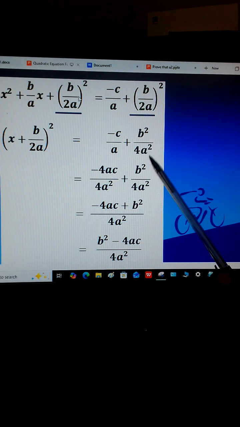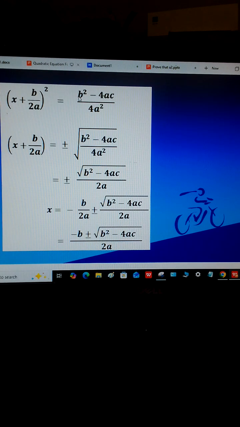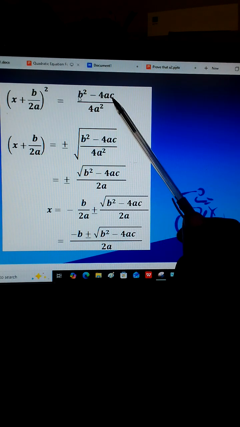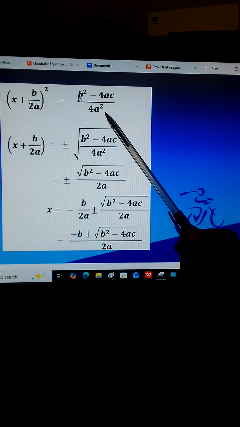Now from there, we can put them together. Because we have the same denominator, we just add minus 4ac plus b squared out of 4a squared. And then we can rewrite it this way. We can say b squared minus 4ac over 4a squared. Okay, so we have this perfect square is equal to b squared minus 4ac over 4a squared.